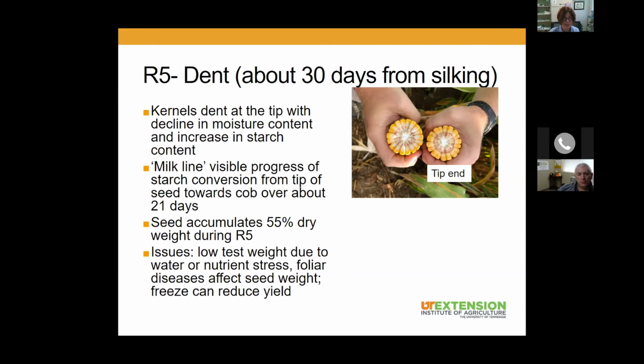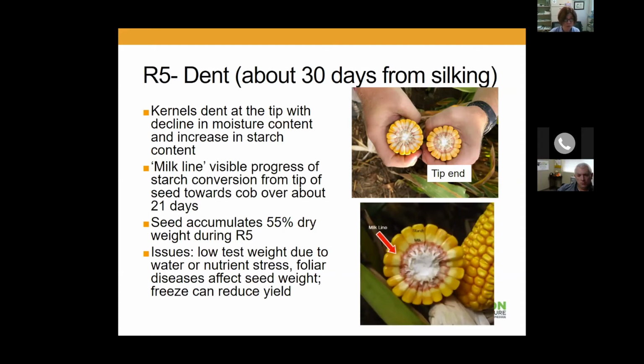So R5 is very visual. It's one of the most visual stages when you start talking about ear development. Denting basically means that within that seed, moisture content is going down, hard starch content is going up in that endosperm, and as moisture content drops, that kernel will dent at the tip, at the very top of that seed. The thing about the denting process, there's actually a very visual thing called a milk line that indicates how far along that ear is in the dent process.